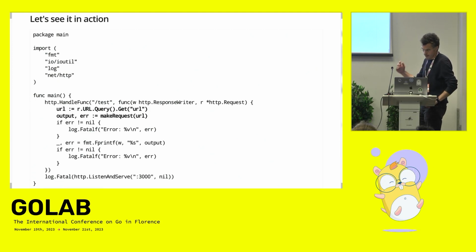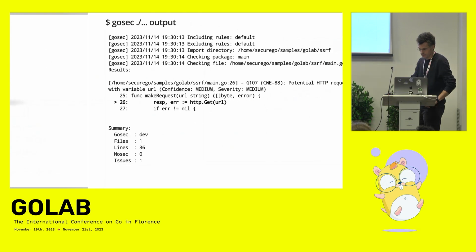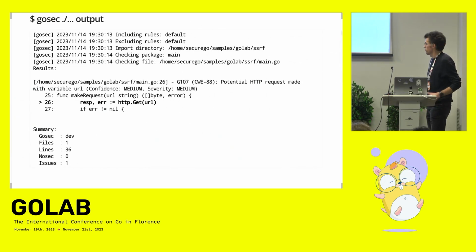vulnerability. So now if we run gosec on this sample code, we see that it finds the issue, and it provides us a nice output, basically. And it tries to provide also some indication regarding severity and confidence and so on. So this looks like when you run it in the command line. It's just you get the line where the issue is.